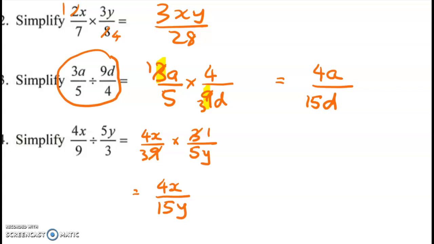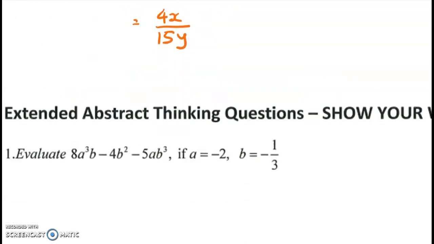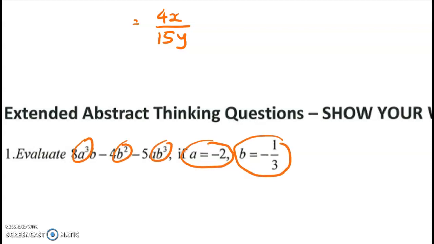Okay, so let's get into these extended abstract ones now. The first one is just a big evaluate one. The only thing you've got going on here is the numbers we're substituting are negatives. And you can see that we've got some powers. So you have to be really careful with evaluating negative powers, whether they're even powers or odd powers. So again, this really is revision from our number topic.